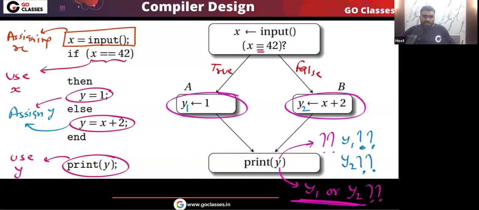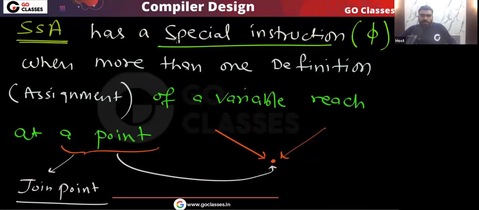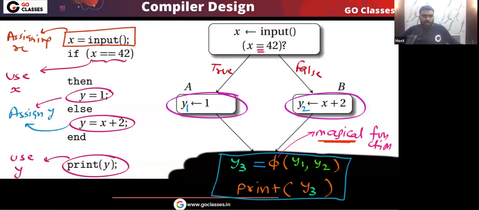So what I can do, very simple, just use a Phi function. This special instruction you use. Okay, this is a magical function. This is a magical instruction. What it will do? If you go by this direction, then this Phi function will return y1. And if you go by this direction, then this Phi function will return y2. Whatever value this Phi function will return, you put that into some variable y3, and this y3 you put here.